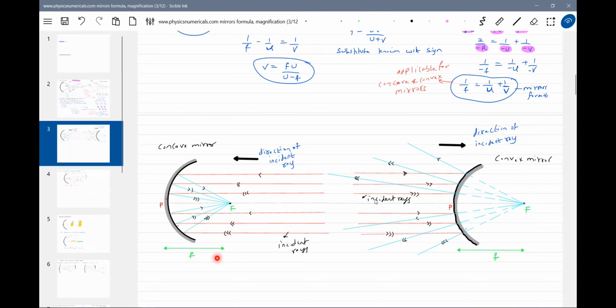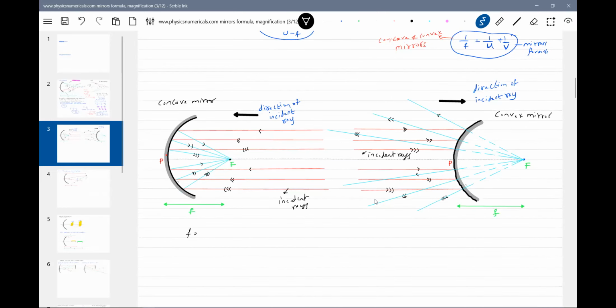So then we define the focal length. How do we measure the focal length? Opposite to the incident ray, because the incident rays are towards the left, and we are measuring the focal length from the pole opposite to the incident ray. Therefore, for a concave mirror, the focal length will be negative. Like we write f equal to -10, -20, -30, depending upon the curvature.